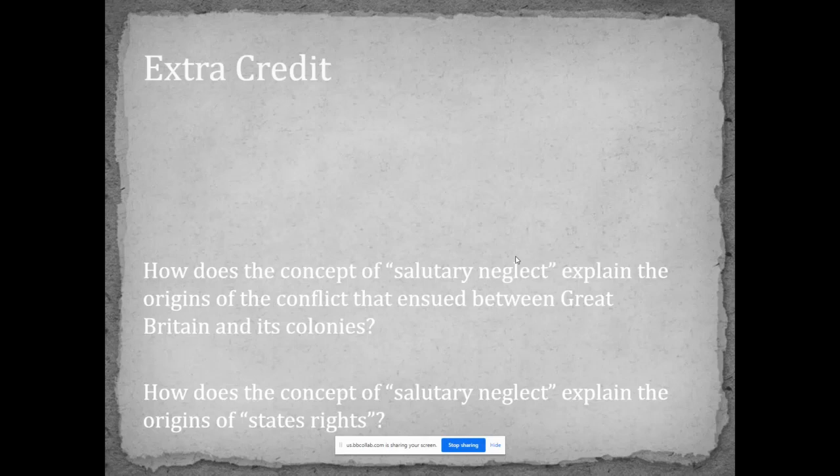What years does the conflict between the colonies and Great Britain begin to emerge? 1763. Excellent, right? As a result of what? Just to reiterate it, make sure we understand what this question is getting at. What happens in 1763 again? That is going to precipitate this conflict.